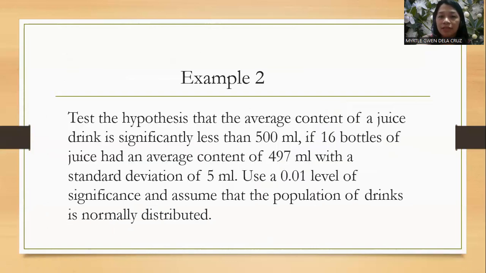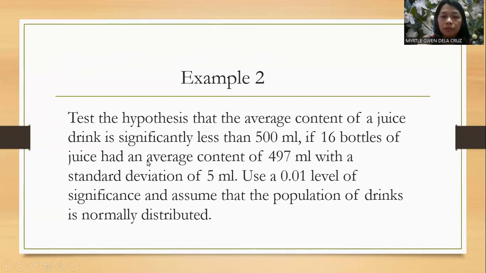Okay, let's have another example. Test the hypothesis that the average content of a juice drink is significantly less than 500 ml. If 16 bottles of juice had an average content of 497 ml with a standard deviation of 5 ml. We're going to use a 0.01 level of significance and assume that the population of drinks is normally distributed.